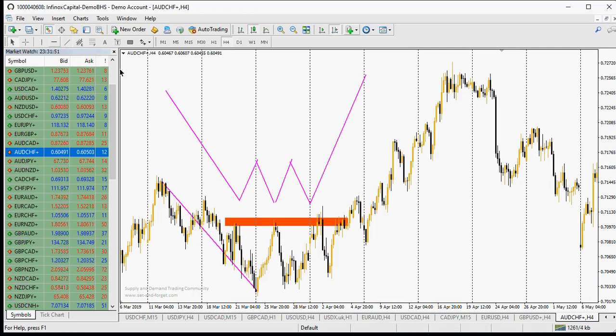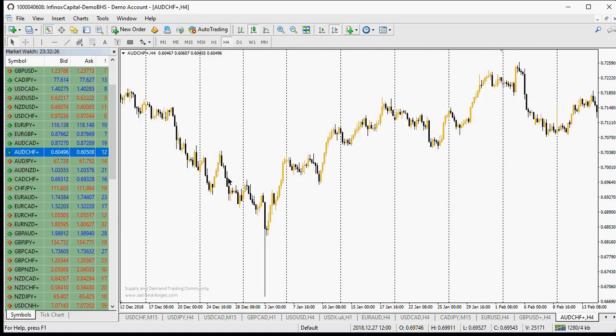So the market came down, went up, came down a second time, went up again, and then came down again before having the strength to push to the upside. So this is a triple bottom.